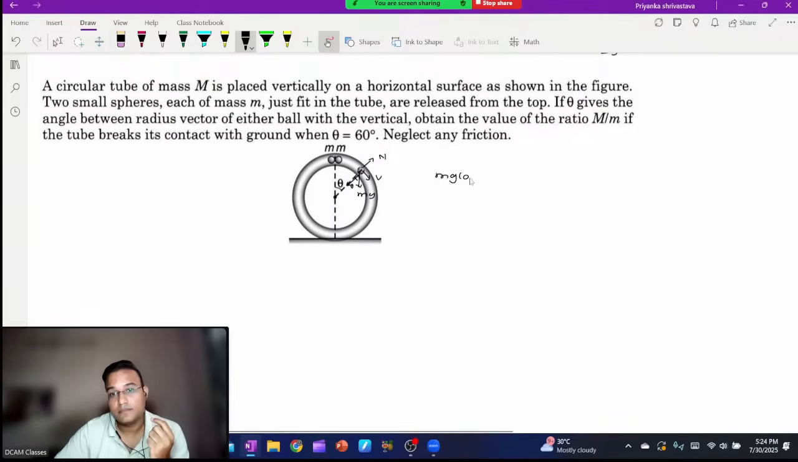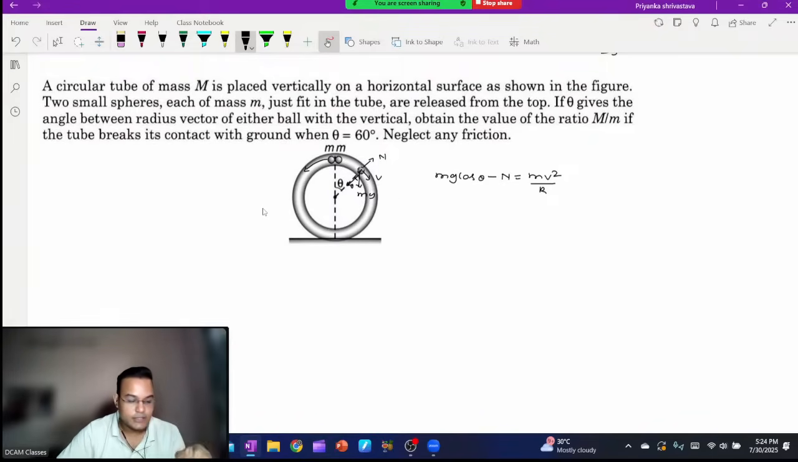Shouldn't the mass be 2mg? No, because only one ball is moving here. The other ball should fall on this side. Same equation you will form for the other one.